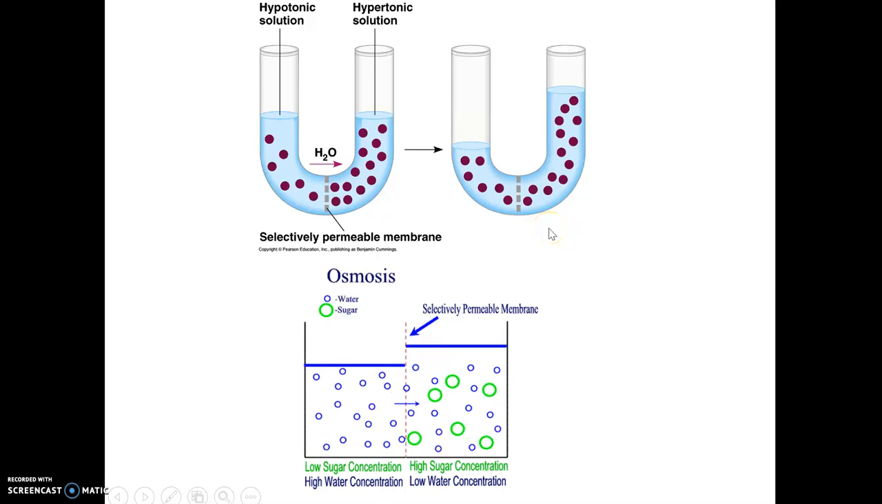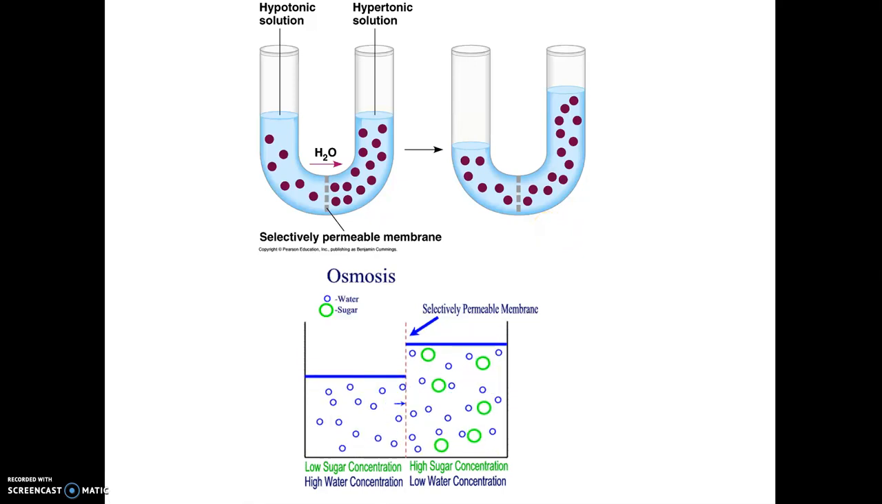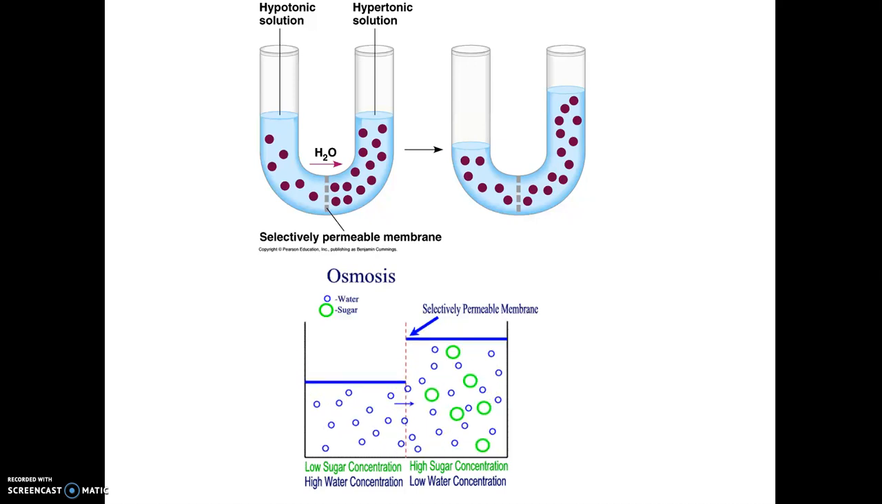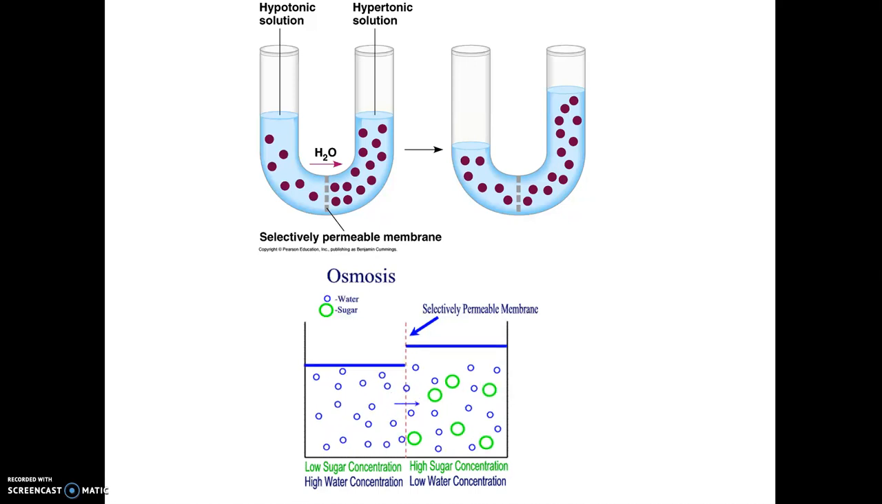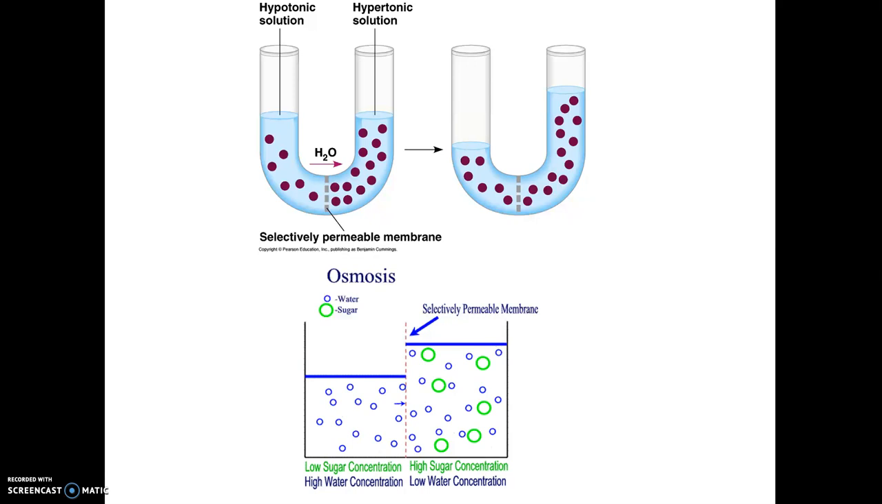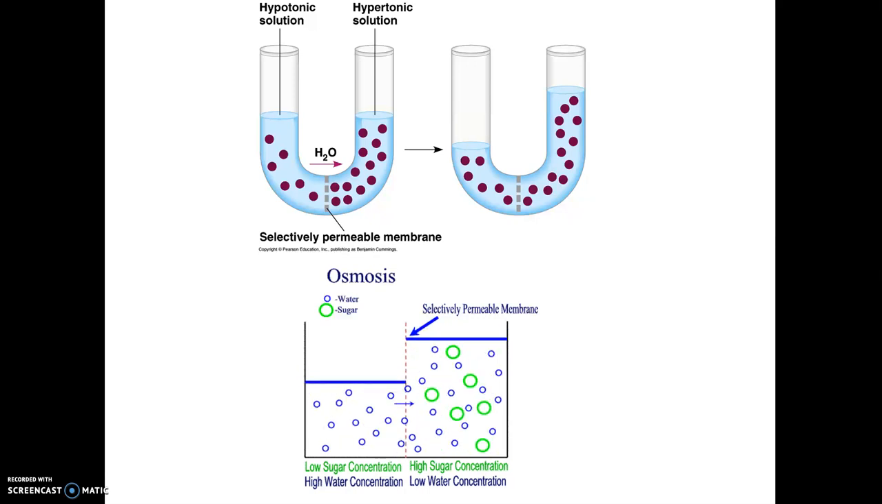I hope this helps make some sense out of osmosis and how different types of solutions affect that. The one thing I want you guys to remember is water is always going to move across that membrane. You can't stop it. It's what's going to happen. The dissolved particles on either side stay there, and so the water then is going to move across that membrane and try and even itself out.